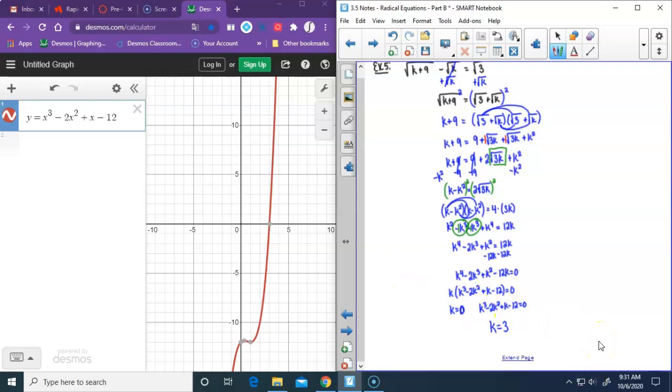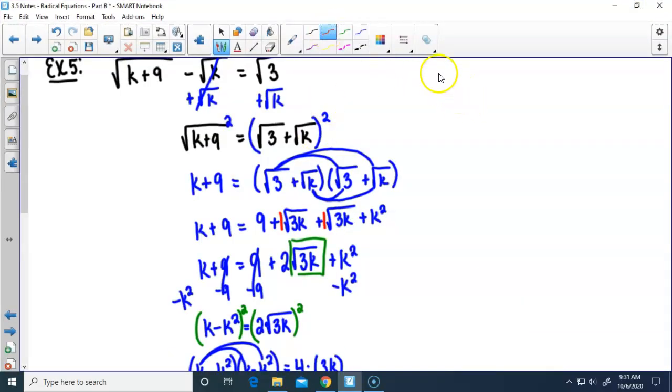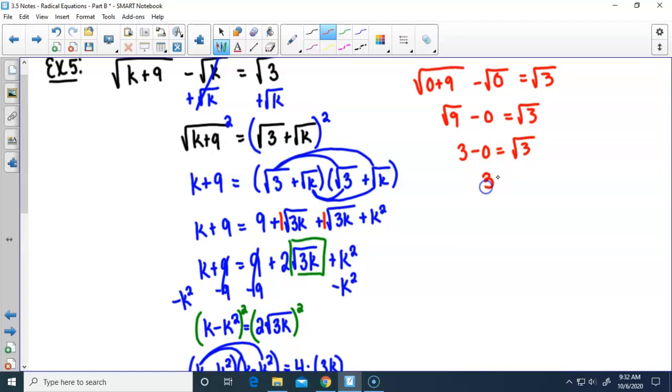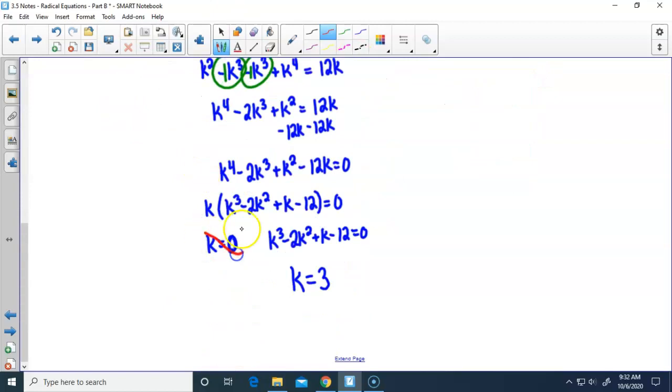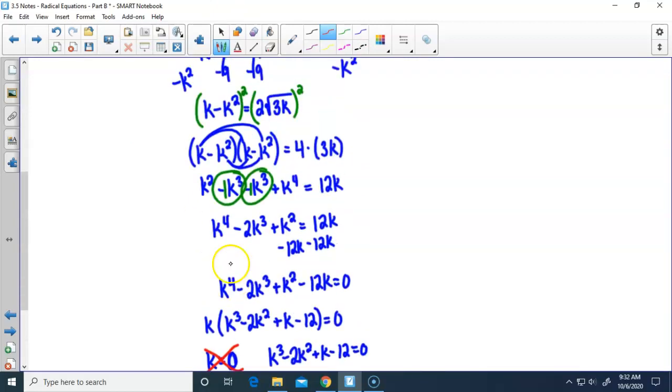Now, we do have to go back and check to see if these answers are correct. So we've got to go back and try 0. So we've got square root of 0 plus 9 minus the square root of 0 equals the square root of 3. And so 0 plus 9 is 9, so we've got square root of 9 minus 0 equals square root of 3. Of course, square root of 9 is 3. That 3 is no longer underneath the square root, so 3 does not equal the square root of 3. So 0 is an extraneous solution. We do not include 0 as an answer.